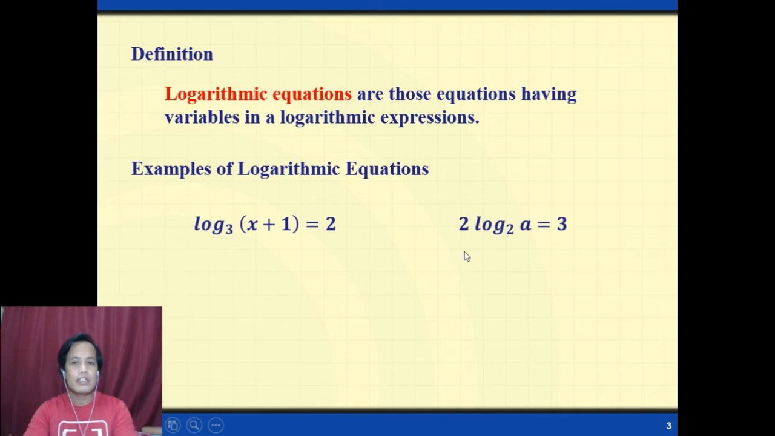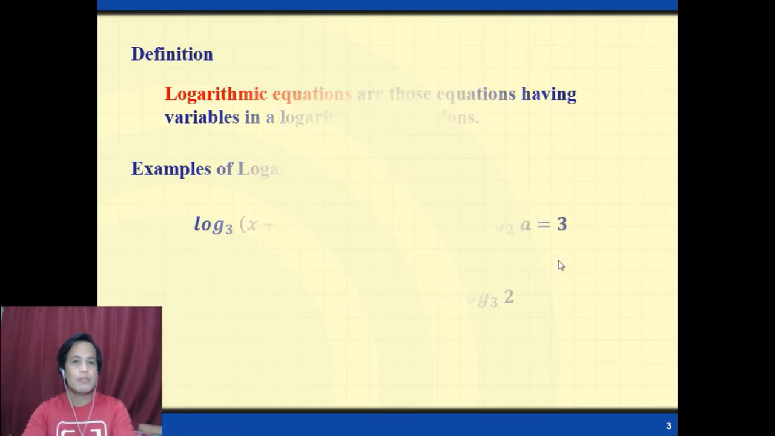Another example is 2 log of a base 2 equals 3. So we have here the variable a. Another example is log of x plus 1 base 3 is equal to log of 2 base 3. So these are just some of the examples of logarithmic equations. Okay, let's proceed to examples.